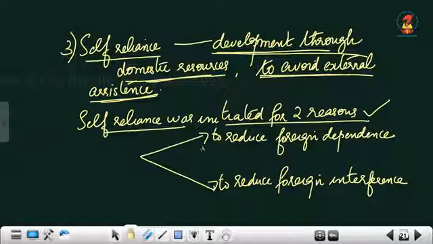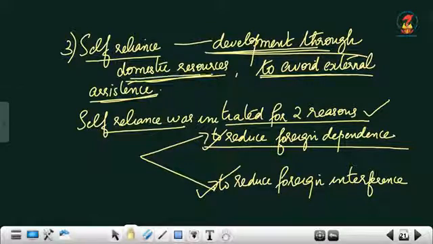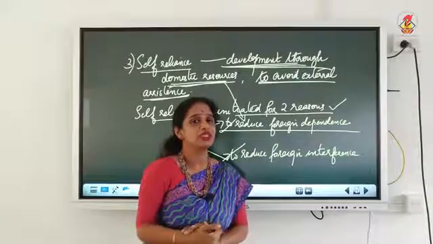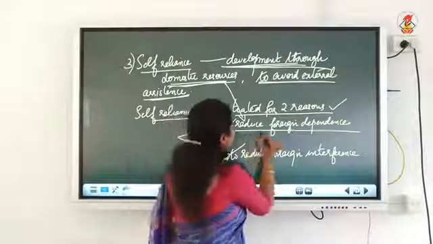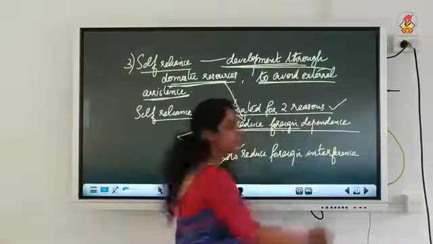Let us see what that is. To reduce foreign dependence and to reduce foreign interference. Very important, to reduce foreign dependence. Now I told you, development through domestic resources can be related to this. If we are producing the goods and services on our own, what is the need of foreign dependence? It can reduce the foreign dependence.